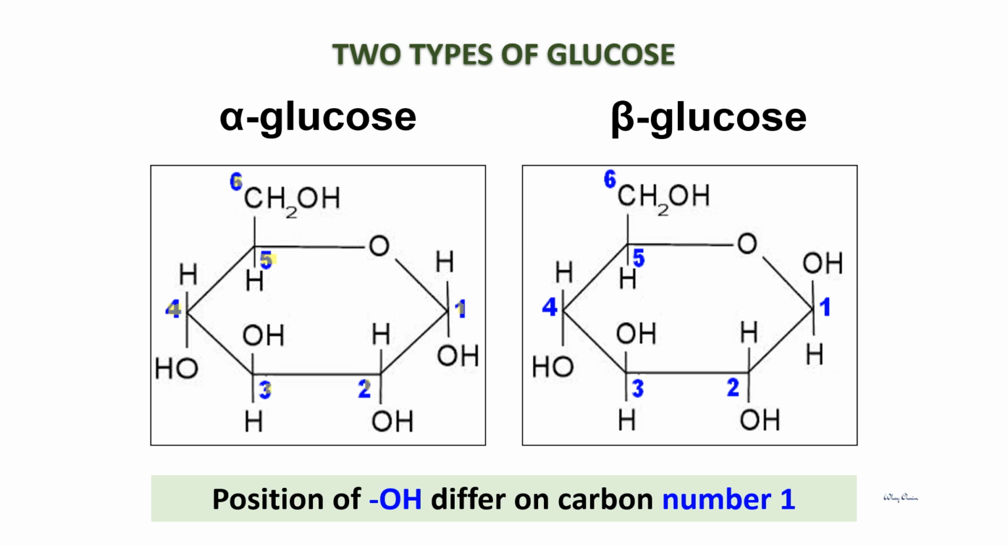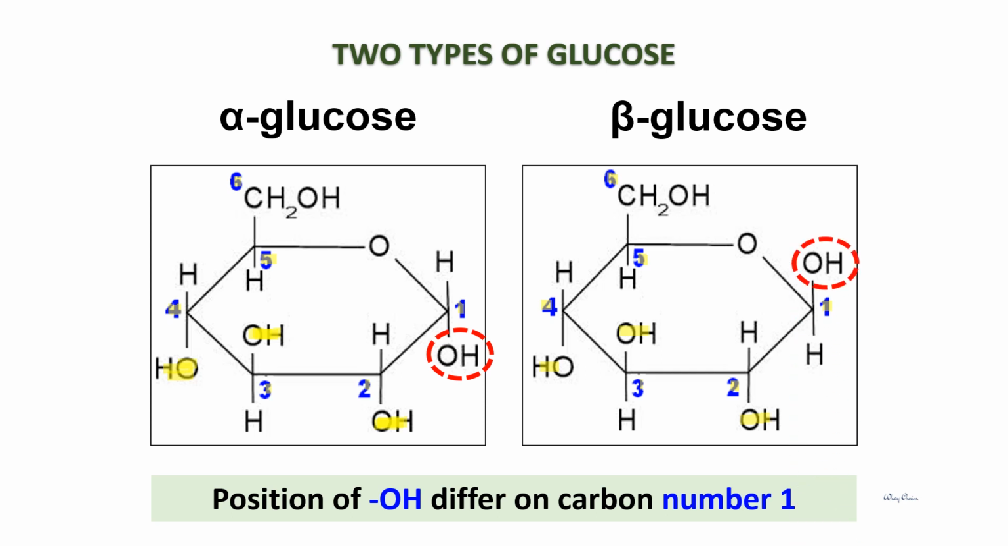Same goes for beta glucose. Another similarity between alpha and beta glucose is, if we focus on the hydroxyl groups of carbon number 2, 3, 4, they show the orientation below the plane of the ring structure, above the plane of the ring structure, and below the plane of the ring structure, or we say BAB. Same goes for beta glucose. The location of the hydroxyl groups from carbon 2 until 4 is BAB.